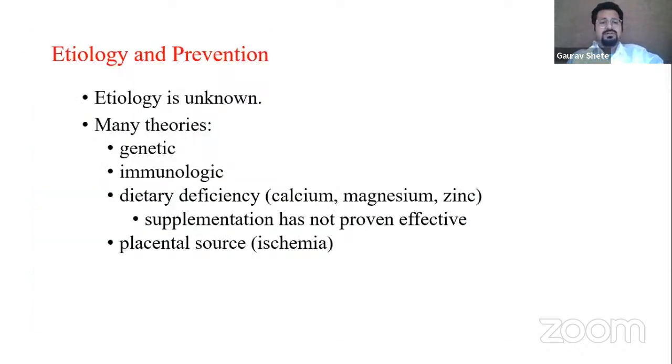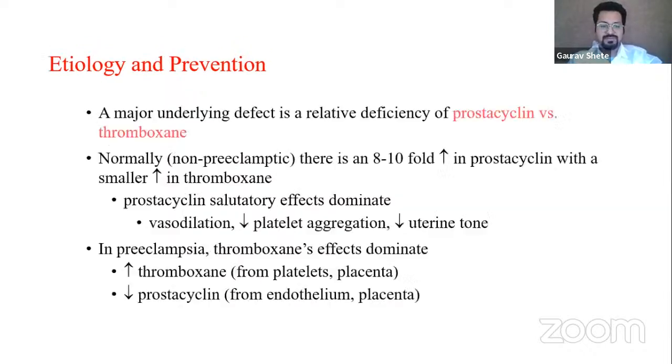So the etiology is not known. It can be genetic, it can be immunological, it can be dietary deficiencies of zinc, calcium, and magnesium, but it has not been proved yet. And there is placental ischemia. What we can conclude is that the source can be placental ischemia, because as soon as the placenta is removed after delivery, the BP usually, in 80 to 90% of the cases, comes down and is well controlled as soon as the placenta is out. So the placenta is a major source.